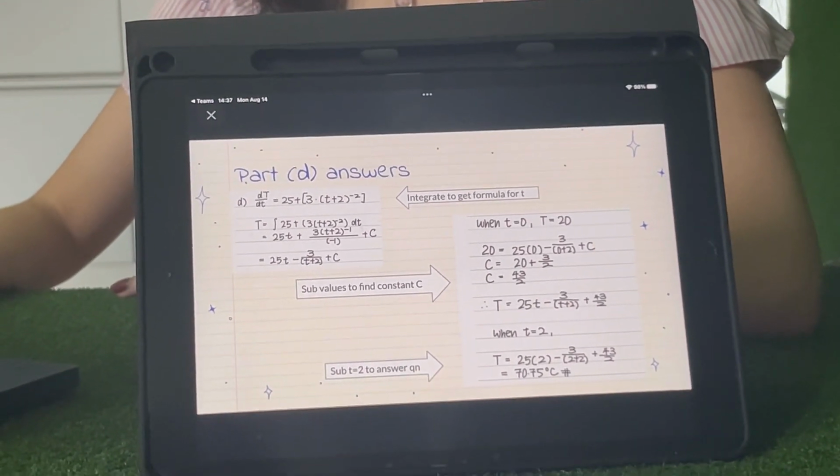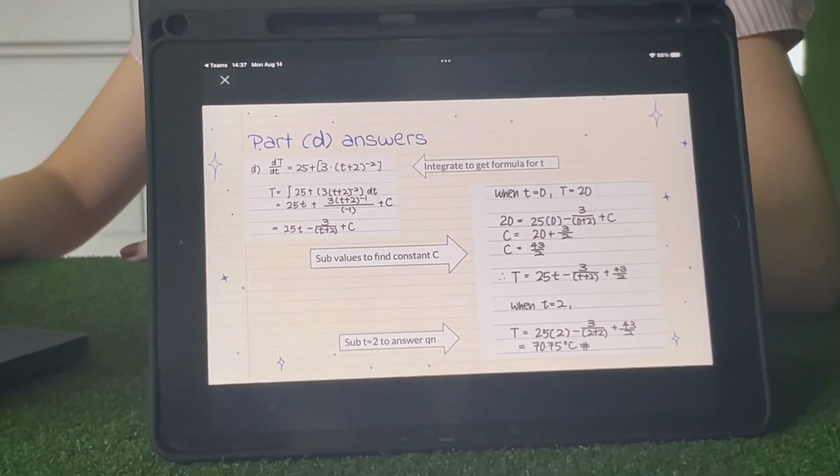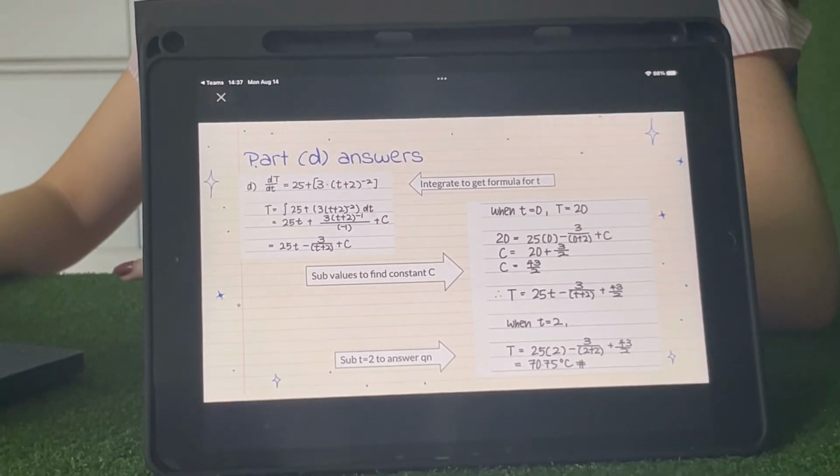To solve the question, we substitute t equals 2 into the equation, which will give us 70.75.